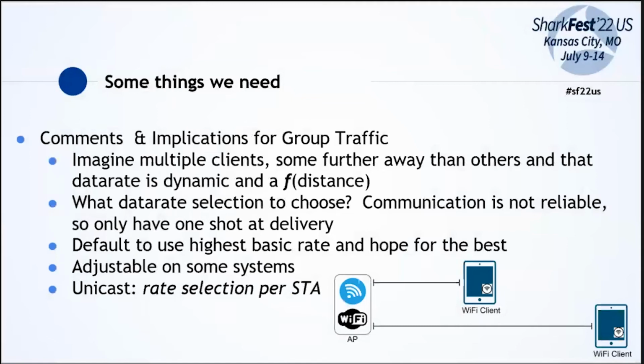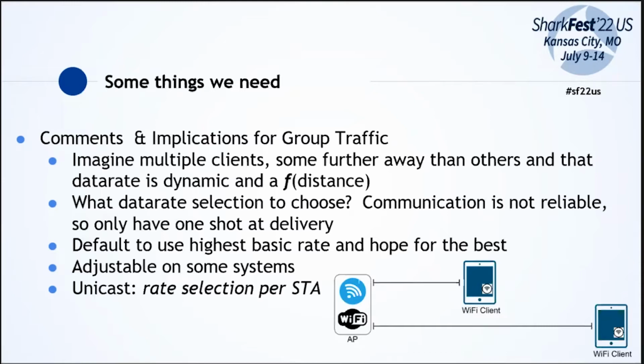So some comments. Imagine multiple clients, which is really what happens. Some further away, right? So there's two here. Data rate is dynamic, that's certainly true. As you get further away, your signal strength drops. You're not able to support as high a data rate, so those will fall. So it's a function of distance. And so, when you're sending one frame to everyone, what data rate would you use?